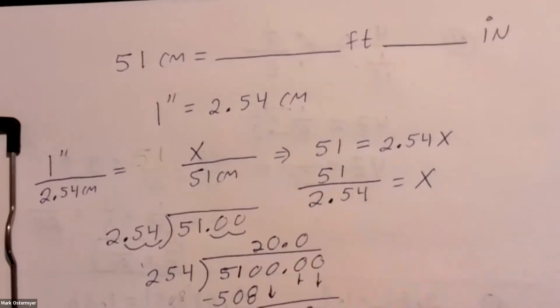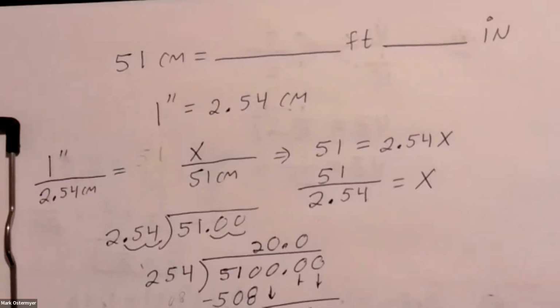254 divides into 2000, how many times? It won't be 10, that's for sure. Not 9. Not 8.